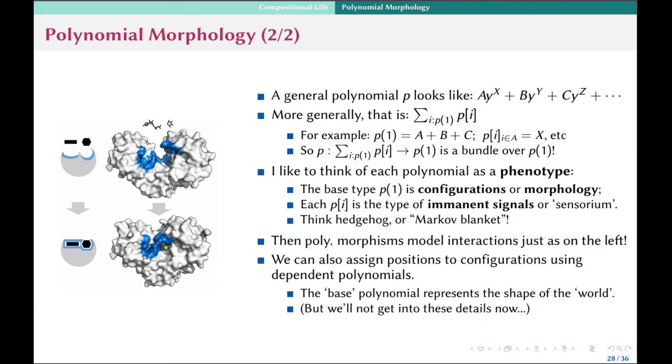So I like to think of these polynomials as phenotypes. The base type is the type or the set of configurations or the morphology that the system can have. And then each of these P of I's is the type of imminent signals that the system can receive.